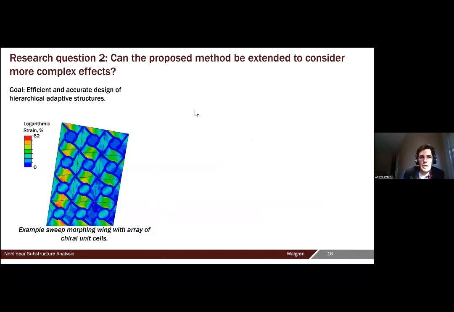So to motivate that, as I started in the beginning, the goal of this work is to enable efficient and accurate design of these hierarchical adaptive structures. So in this case, if we have a chiral unit cell, one instantiation of this in high fidelity FEA takes around 45 minutes to run. So even though it's not as expensive as the full structural, full wing or the full drone or aircraft model, it's still very expensive to run in terms of optimization, because if you want to change each one of these unit cells independently, the design space dimensionality soon exceeds your computational availability or your computational resources.